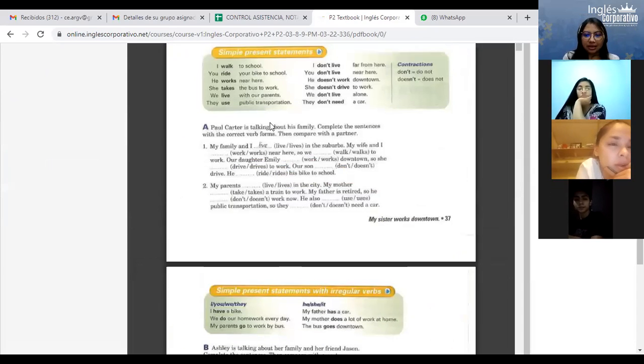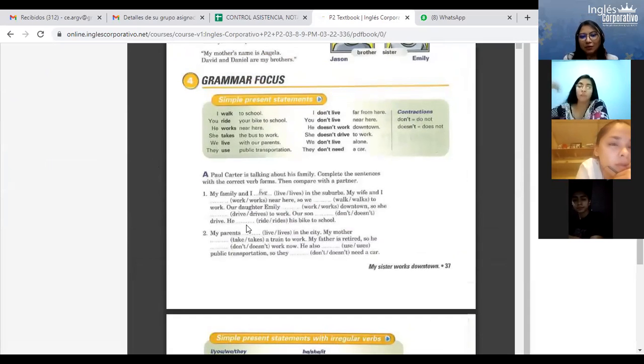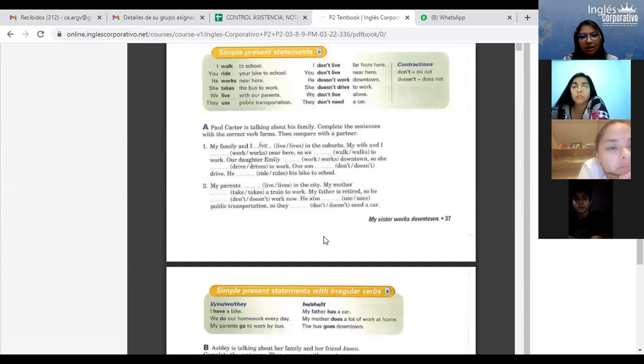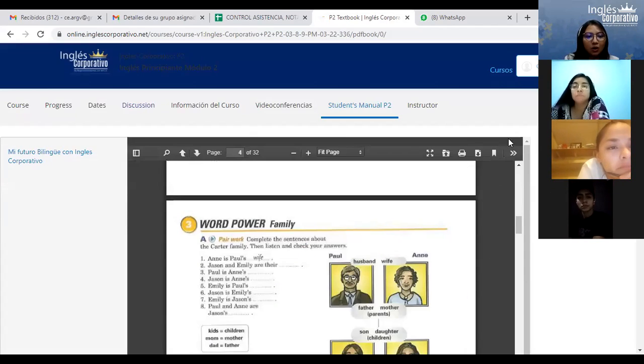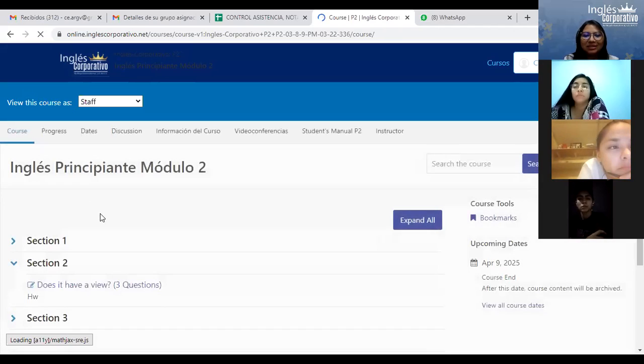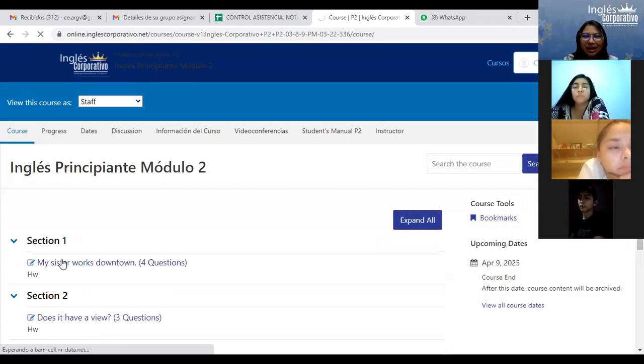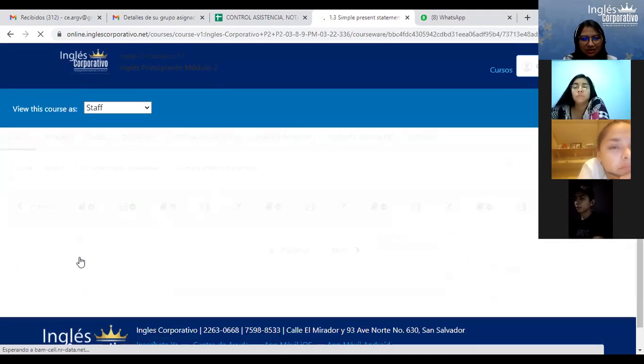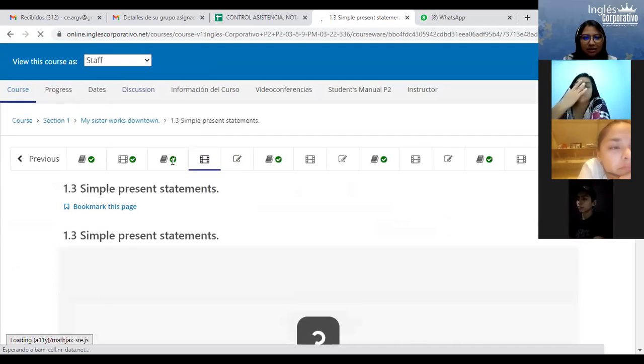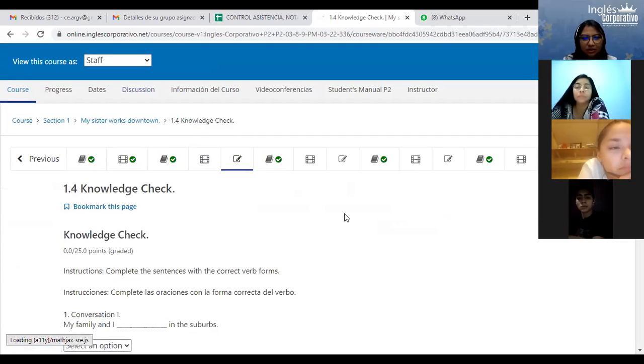This is an exercise. Es un ejercicio del libro. So I took it from here. Acá están los ejercicios. ¿Quieren practicar más? Acá está. So if you go check the course, there you're going to have similar exercises. Okay, similar, or I don't know if those are the same, but similar exercises. Miren, here we go. Knowledge check.